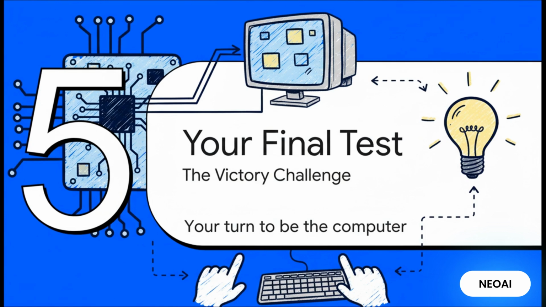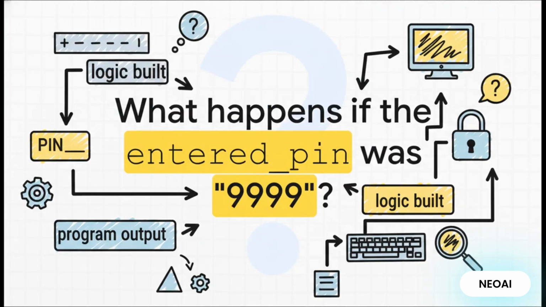All right, you've seen the logic, you've seen how it works. Now it's time for your final test, a little victory challenge. This time, you get to be the computer. Okay, using the exact logic we just built, what would happen if a user entered 9999 as their PIN? What would the program print to the screen? Think through the steps, follow the flow.